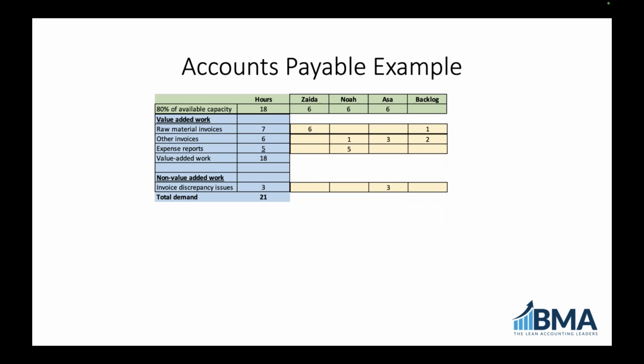Then the other invoices can be split among people. So Noah gets 1 hour's worth of that work. Asa gets the other 3 hours of that work. And you see we have a backlog. There's 1 hour worth of raw material invoices and 2 hours of other invoices that have to be processed. But that's as simple as it has to be in terms of scheduling the work.